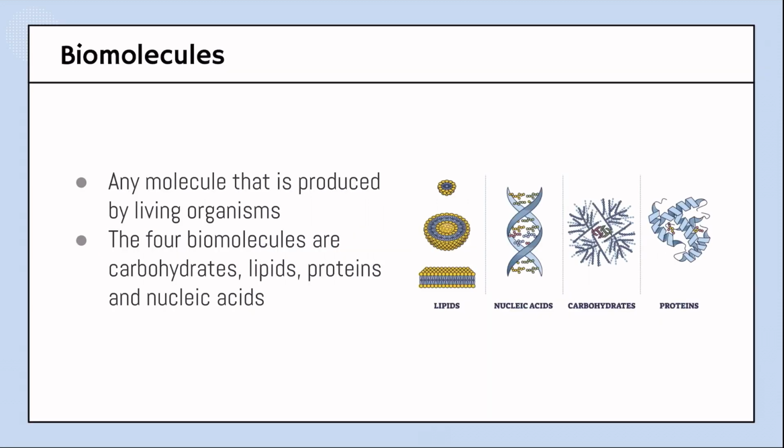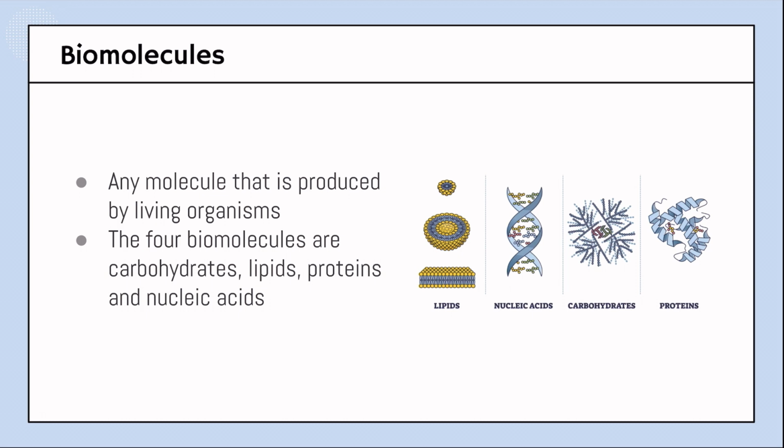So what are biomolecules? Biomolecules refers to any molecule that is produced by living organisms. The four major types of biomolecules are carbohydrates, lipids, proteins, and nucleic acids. These biomolecules are all examples of organic chemicals, which means that they all contain carbon atoms covalently bonded to the atoms of other elements. In this case, the term covalent bond refers to a bond between atoms formed when atoms share electrons to achieve a full outer shell of electrons.